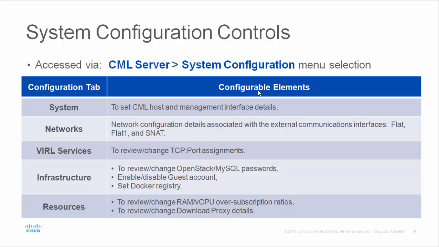Revising Cisco Modeling Labs' default operating parameters is done by selecting the CML Server System Configuration option from the UWM menu selection. The various configuration options are nested within their respective tabs. The System tab is access to set CML Management Interface details and overall host operation. The Networks tab is access to modify the attributes associated with the 3 external communications interfaces. The Virtual Services tab shows the default TCP port assignments to the various CML services. The Infrastructure tab shows the passwords associated with the OpenStack and MySQL services and the toggle to enable or disable the guest account. And the Resources tab contains the settings that adjust the compute and memory oversubscription ratios and download proxy options.